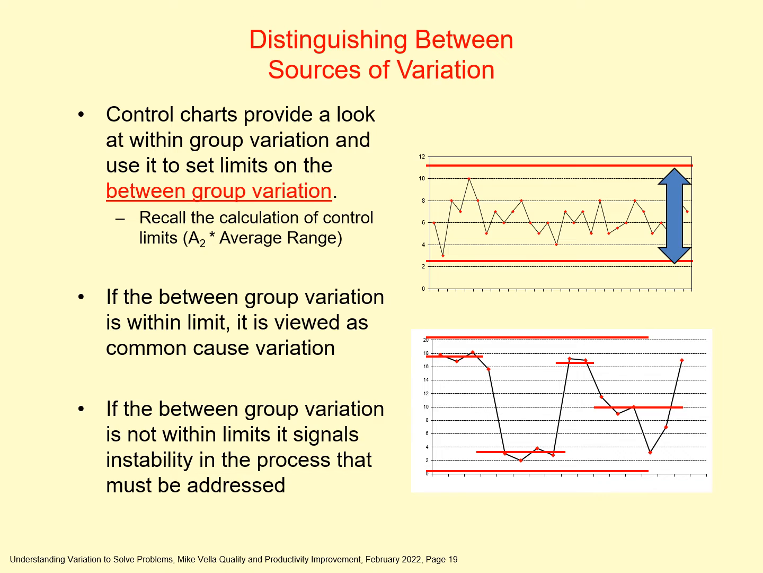If the between-group variation is within limits, that is, the points are within the control limits, it's all considered common cause variation. On the other hand, if the between-group variation is not within the limits, like we see, or there's some kind of irregular pattern like we see in the lower chart, it signals an instability in the process that must be addressed because the process is clearly out of control.